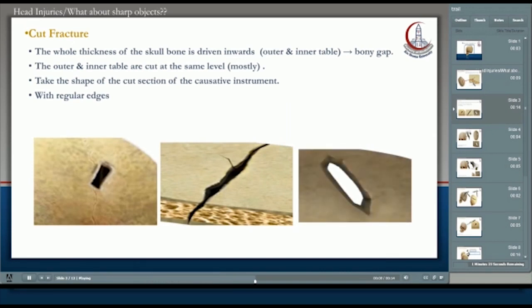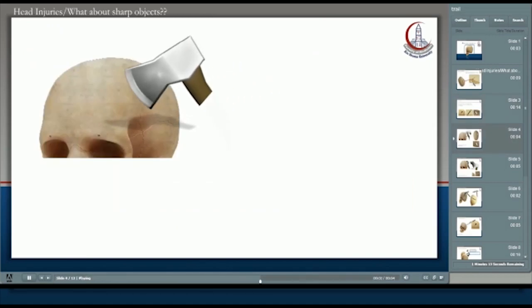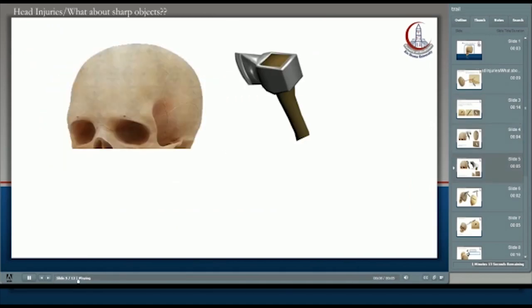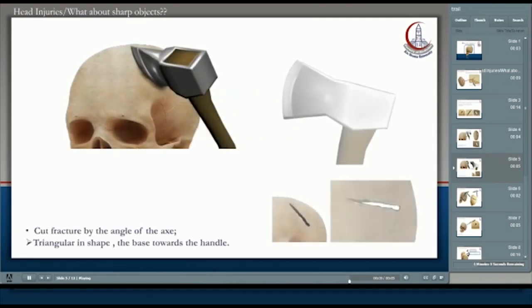The outer and inner table are cut at the same level, mostly. Take the shape of the cut section of the causative instrument. With regular edges, cut fracture by the blade of the axe. Elliptical in shape, cut fracture by the angle of the axe. Triangular in shape.